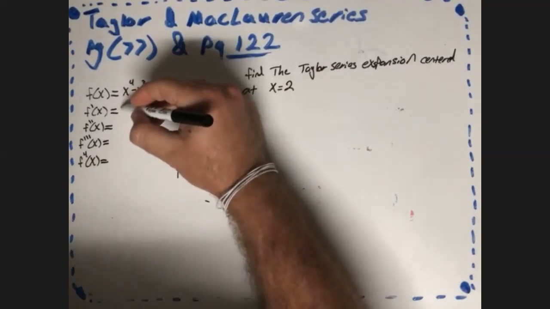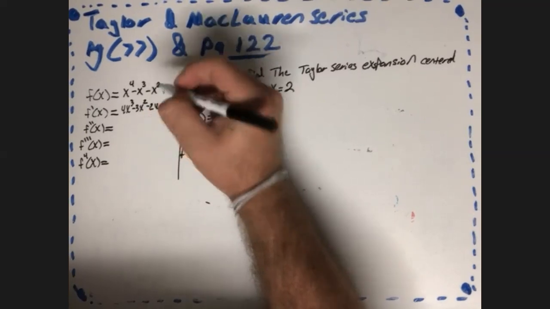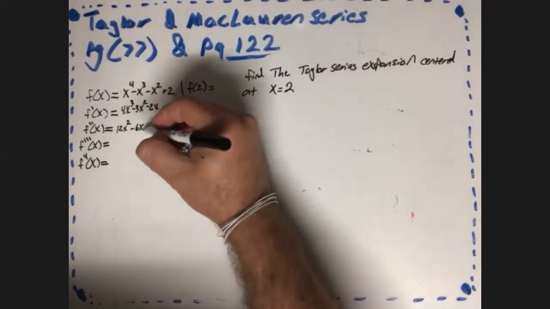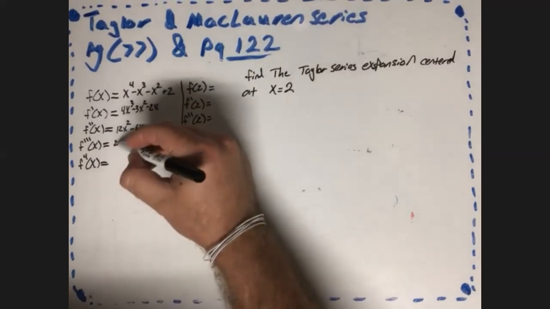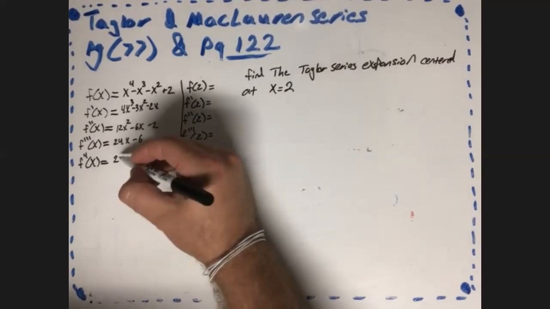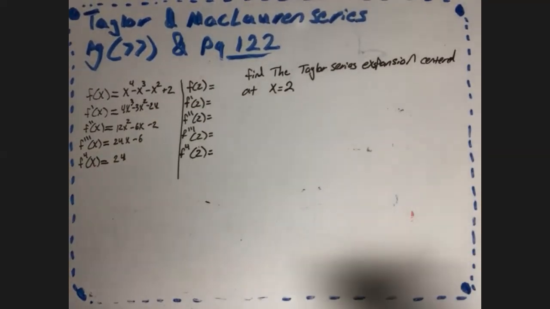Ready, go. All right, so you get your 4x cubed minus 3x squared minus 2x. Then you got your 12x squared minus 6x minus 2, 24x minus 6. And if I make any mistakes, please let me know. Then it's 24. You could do the fifth one, but it's 0, and I don't really care.